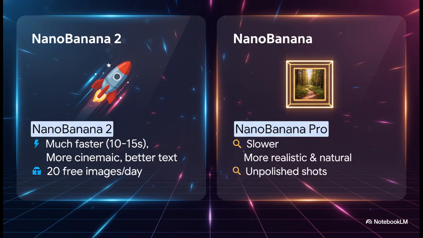Nano Banana 2 is twice as fast and gives you this really polished cinematic look. The Pro version, on the other hand, is a bit slower, but it's better for that raw, super realistic feel. Oh, and if you need to put text in your images, Nano Banana 2 is now by far the one to use.